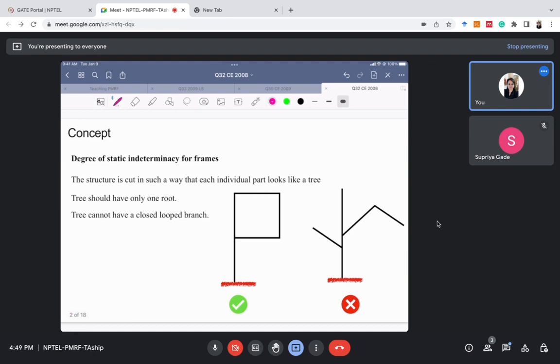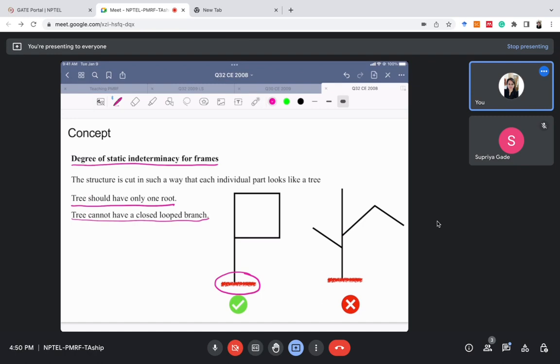There's a technique in which we have to make an open tree-like structure. So this is a technique to calculate the degree of static indeterminacy for frames. How we will do it, we'll see. We will have to cut the structure in such a way that each individual part looks like a tree. So what should be the properties of that tree? The tree should have only one root, that is, it should have only one support. The tree cannot have a closed loop branch.